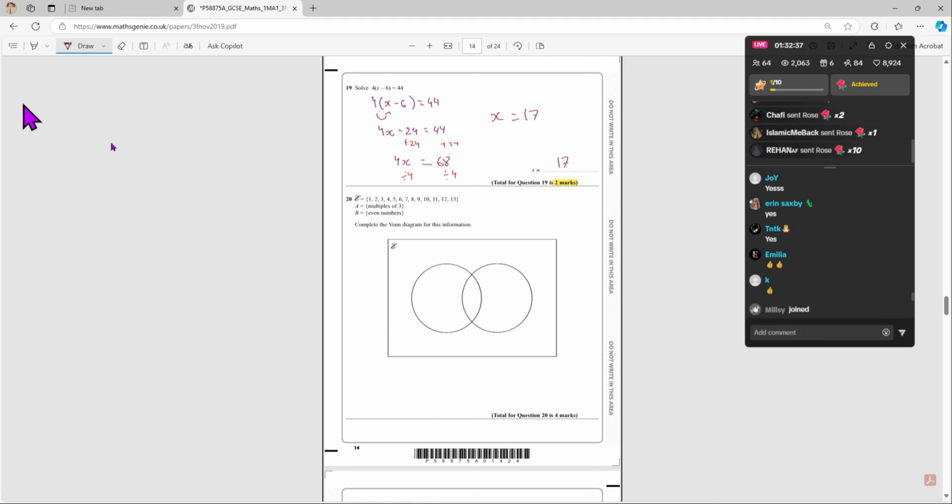So that's looking good. So question number 20, we have Venn diagrams. The universal set is 1, 2, 3, 4, 5, 6, 7, 8, 9, 10, 11, 12, 13. 1 to 13. And then we have category A, which is multiples of 3. Category B, which is even numbers. You have to complete the Venn diagram.